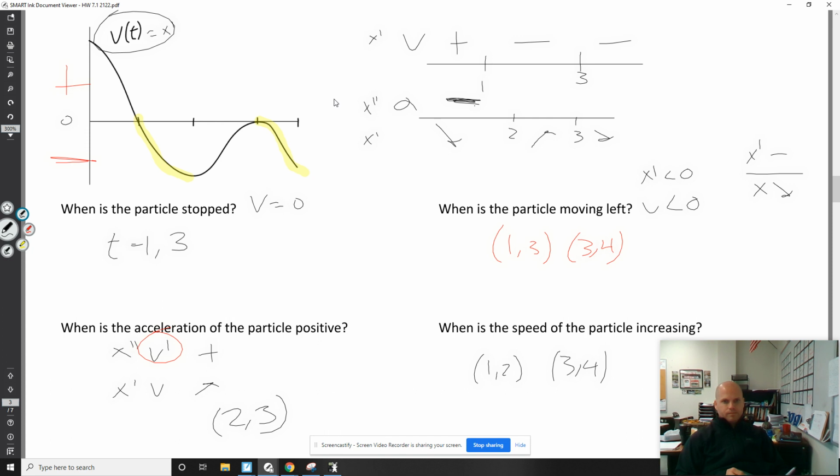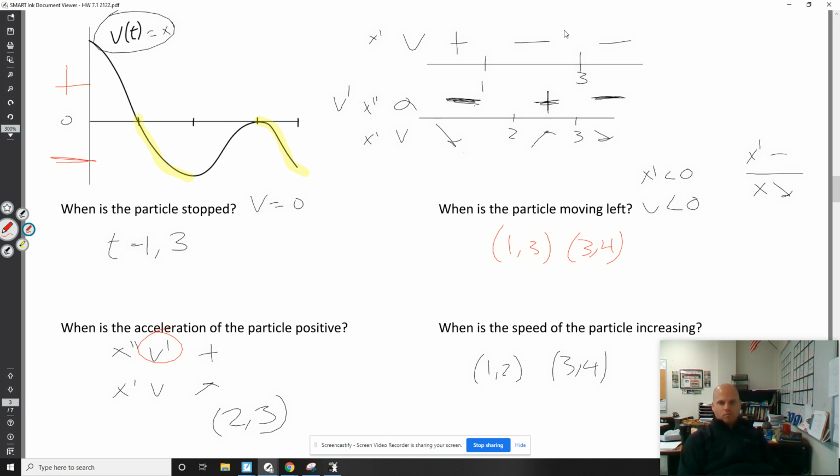A is V prime. This is V, which is X prime. V is going down, then going up, going down. A is positive, going down, A is negative. Eventually, you're getting rid of all the X's, and it just makes sense to you. A tells you about V, V tells you about X. X double prime tells you about X prime tells you about X. It's the same deal.